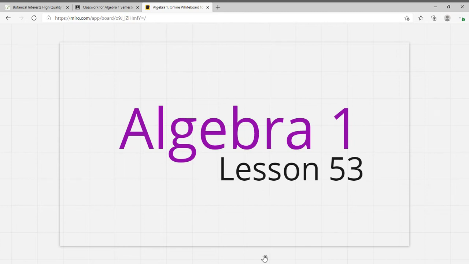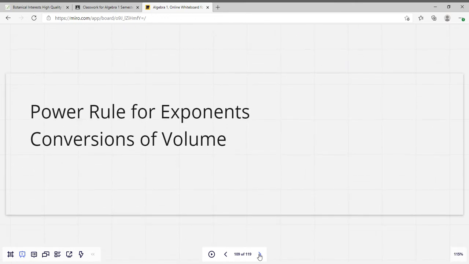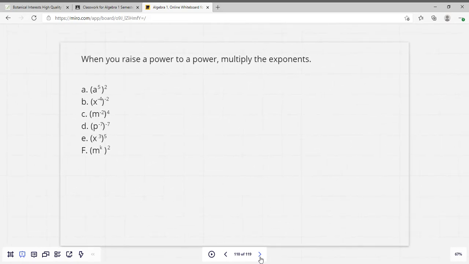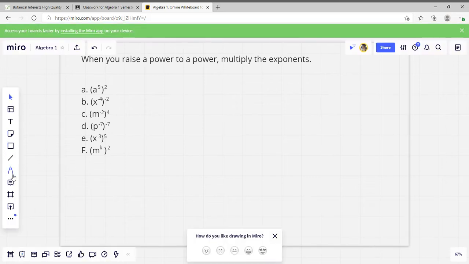Hi everybody, this is lesson 53, Algebra 1, and in this lesson we're going to learn the power rule for exponents and conversions of volume. When you raise a power to a power, multiply the exponents. And this is a super easy concept. It seems confusing at first, but it's really easy if we visualize it.